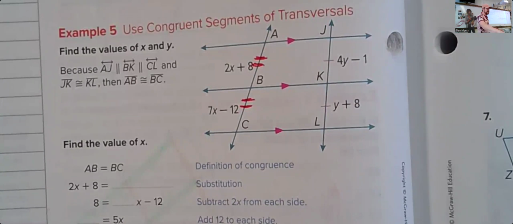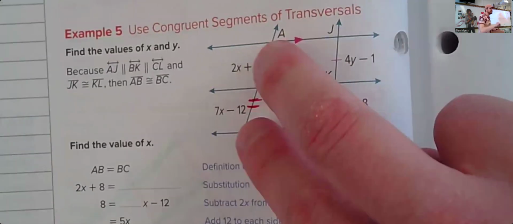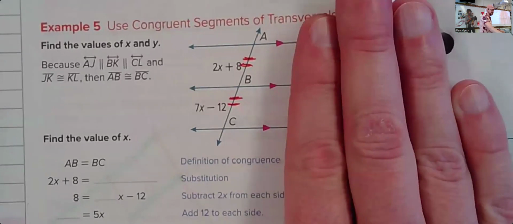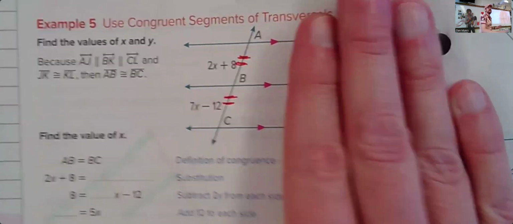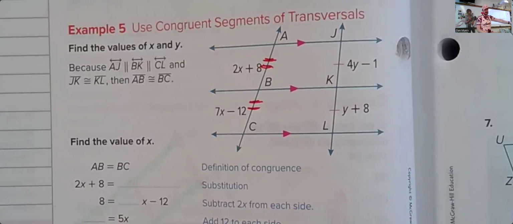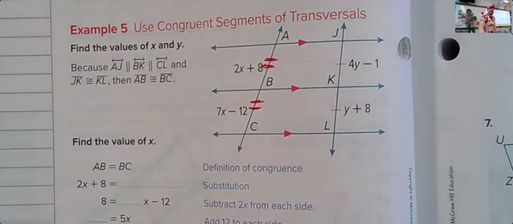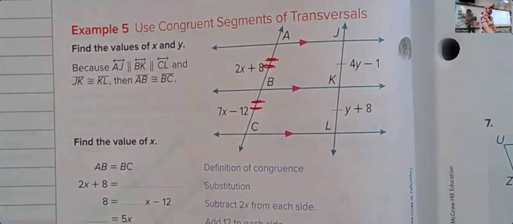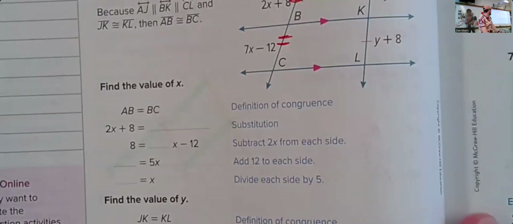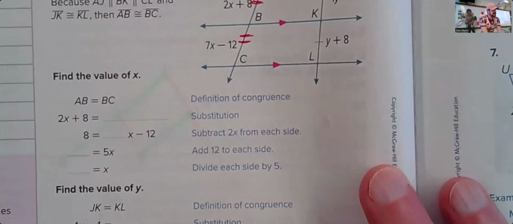But because we know that these two are equal to each other, we can just focus on setting the two expressions with x equal to one another and then solving for x. So not everything we do right here is going to use proportions. Most things will. These ones won't necessarily. We can just set those two things equal to each other because those two segments are congruent, which means AB is equal to BC. So if you're setting AB equal to BC, that means 2x plus 8 is equal to what?